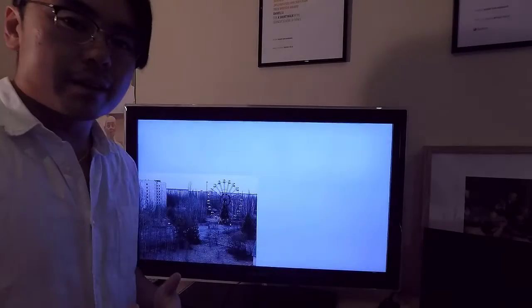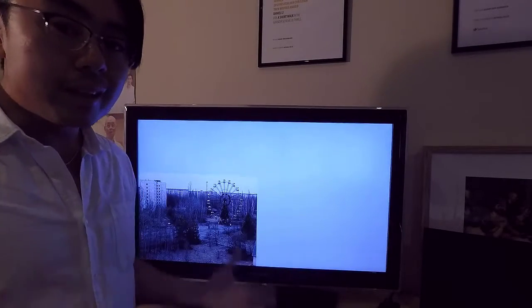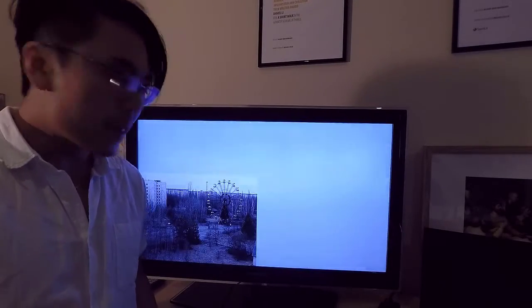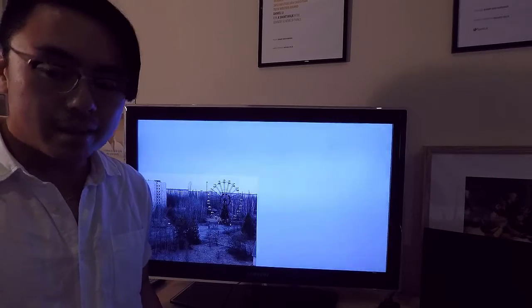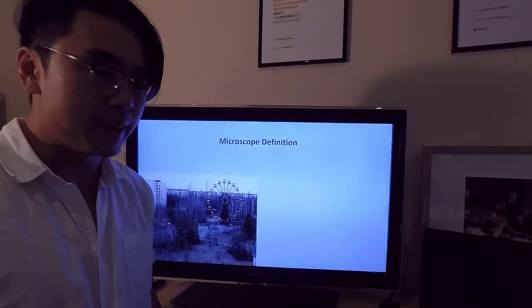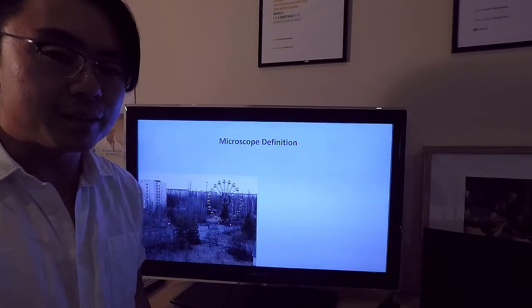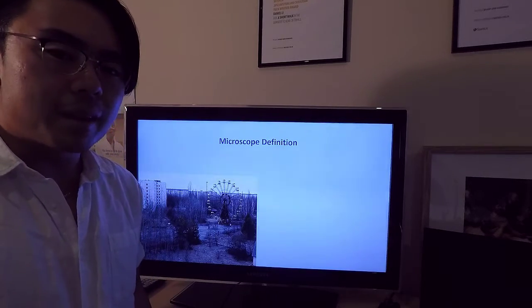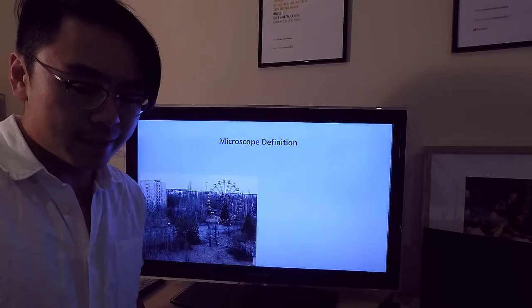Today I want to talk about a technique that you can use at any time if you're doing creative writing. And the technique is called microscope definition. Now you're not going to hear that from school because I basically made it up myself. And I realize it's something that I do on quite a frequent basis.